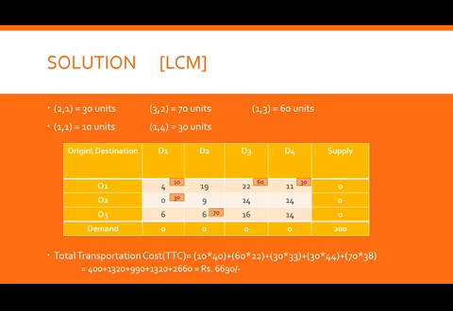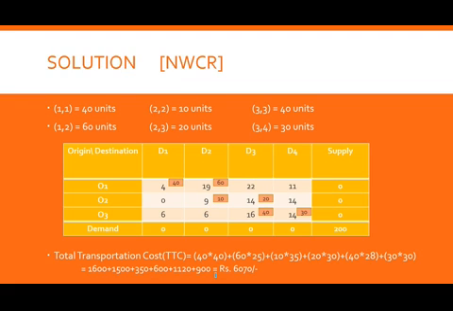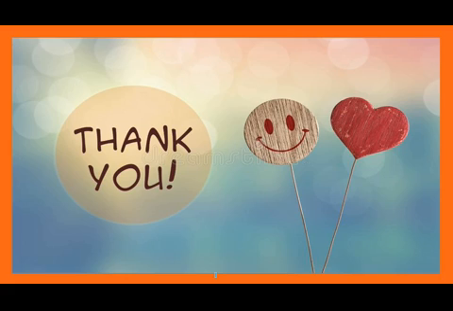Your LCM is giving you optimal transportation cost to be 6690. NWCR is giving you 6070. So which is better? LCM is better, right? In most of the situations, LCM gives you a better solution than NWCR, except in very few rare cases where NWCR gives you a better solution. Hope you have understood how to solve a maximization case problem.